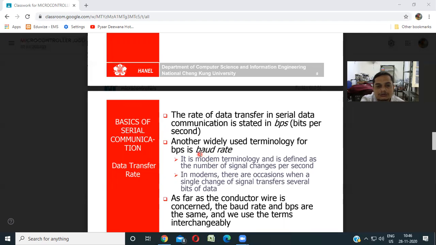demodulate. A device is required called the modem. This modem is nothing but a modulator and demodulator, which is used to convert the byte, the data, into 0s and 1s. This is performed by the modem, and in a modem the data rate is measured in terms of baud rate. Okay, remember baud rate is used in modem terminology.